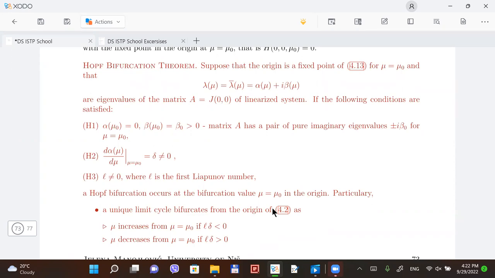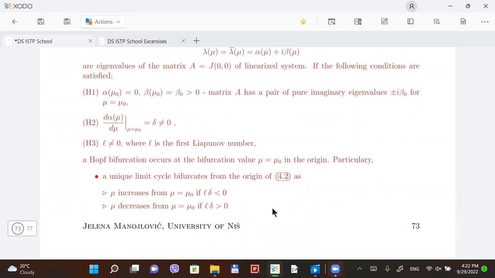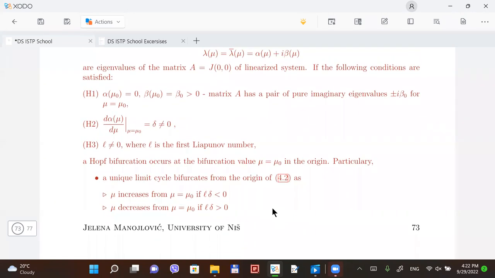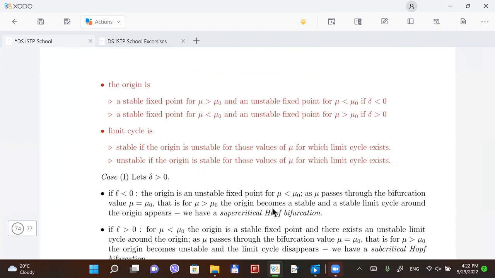So the conclusion is here. If L delta is less than zero, the unique cycle appears as mu increases. If it is positive, it appears when mu decreases from the bifurcation value. The stability of the fixed point is determined with delta. So if delta is less than zero, it is stable for the first value, then after the bifurcation unstable.